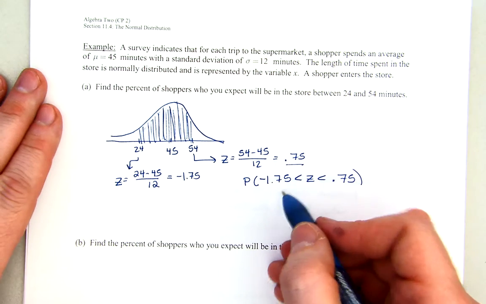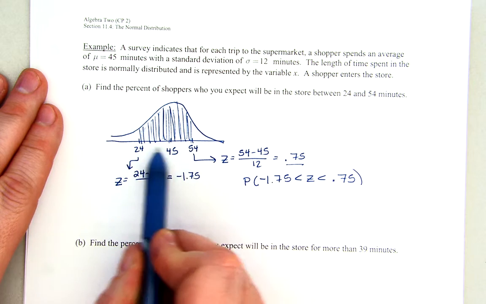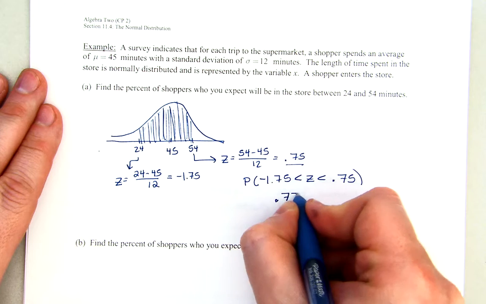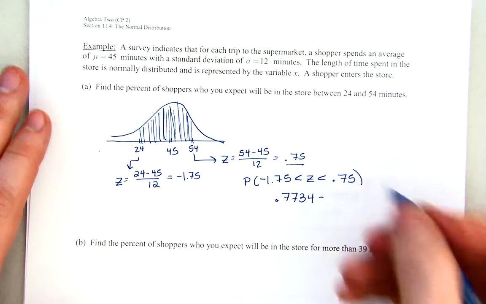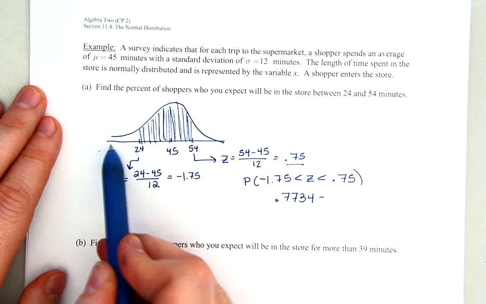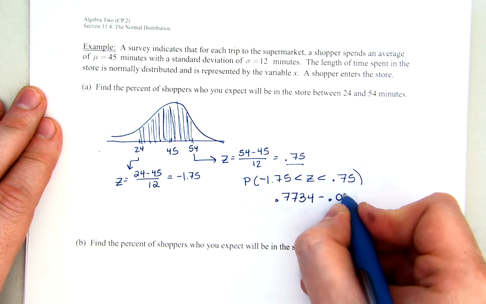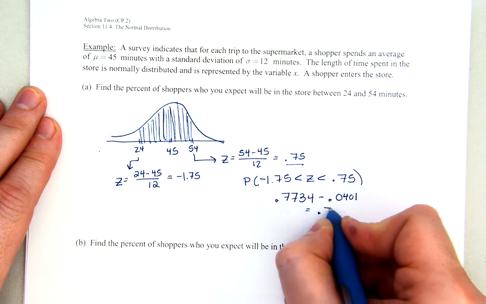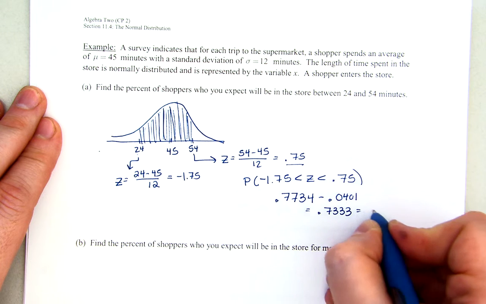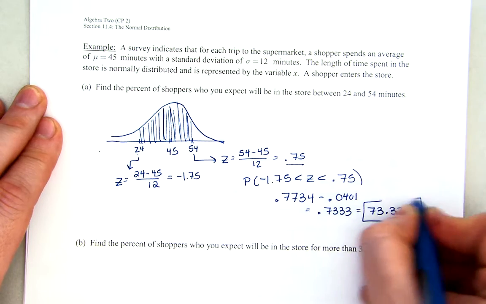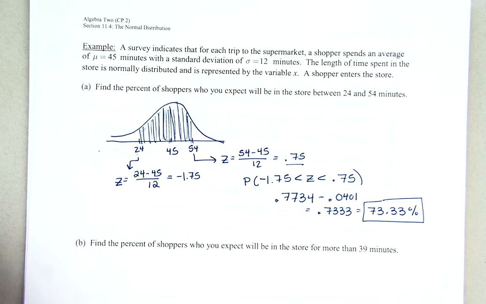Well, now we're going to go to our table. We're going to find the percent of data to the left of 54, or to the left of that z-score of 0.75. According to the table, that should be 0.7734. I want to find then the percent of data to the left of 24, or the percent of data whose z-score is less than negative 1.75. And according to the table, that is 0.0401. We're going to get 0.7333, and that will give us 73.33%. That 73.33% of people will be in the grocery store between 24 minutes and 54 minutes.